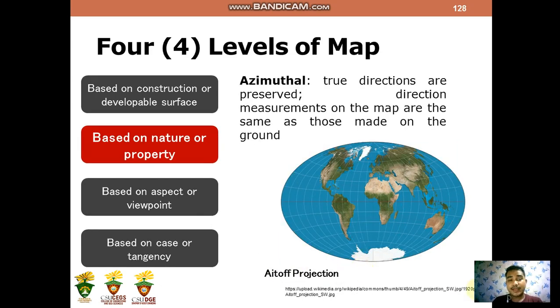Next we have azimuthal. Azimuthal is where directions are preserved. Direction measurements on the map must be the same as those made on the ground. It does not concern form, area, or shape. What it preserves is direction between two points on the map, which must be the same on the ground or on the earth.